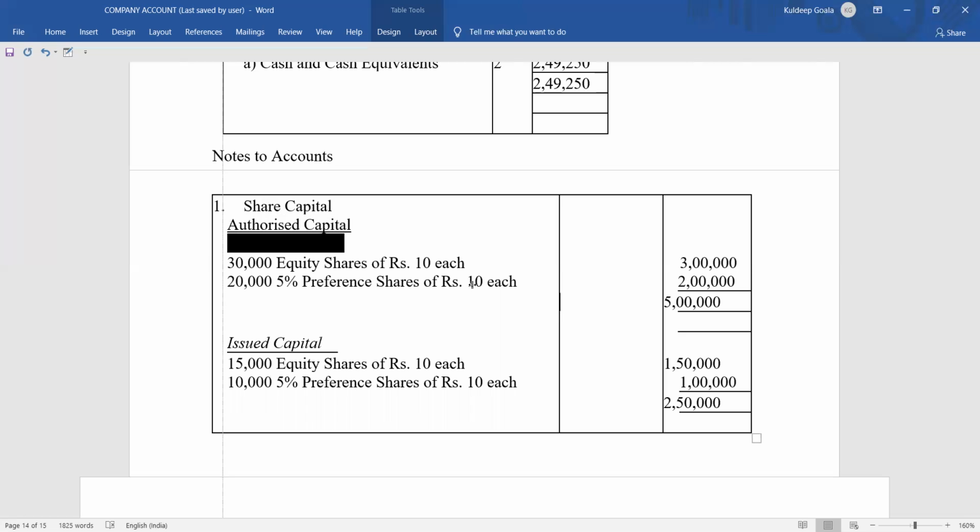20,000 5% preference shares of 10 each. How much? 2 lakh rupees. Okay, so the total comes to 5 lakh. After that, issued and paid up capital.